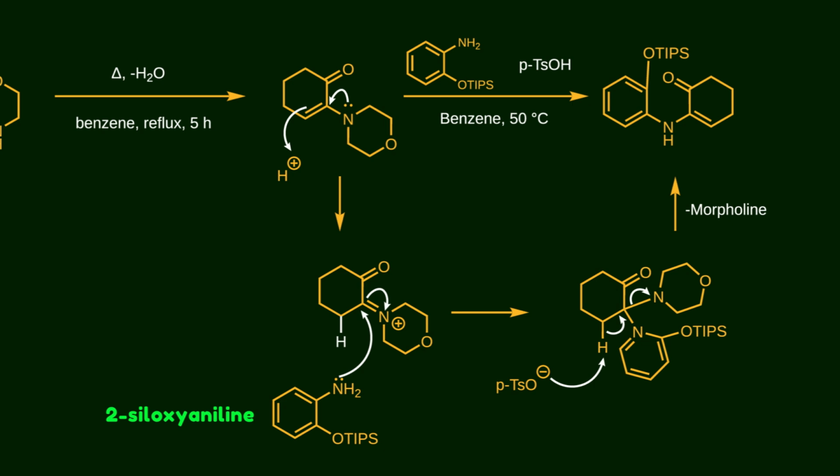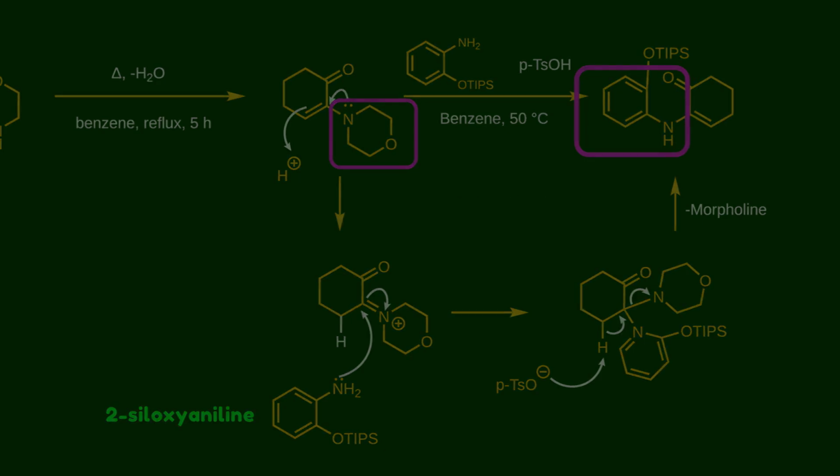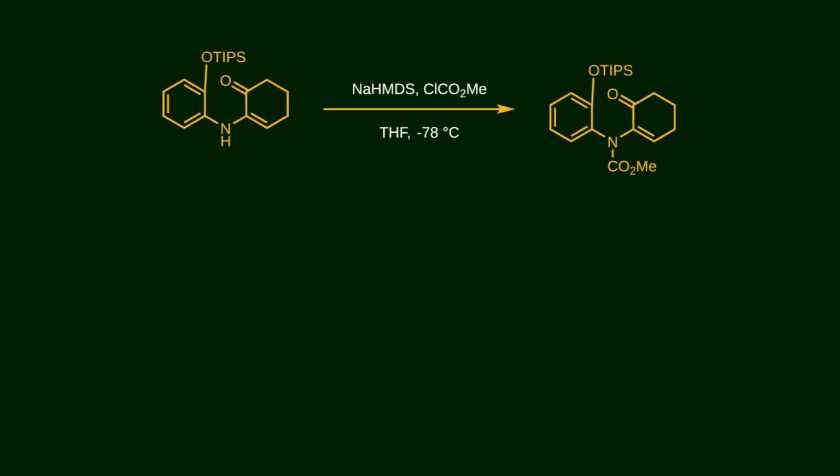This reaction is called transamination because two amine groups exchange their positions during the reaction. In the next step, this intermediate reacts with sodium hexamethyldisilazide as a base.